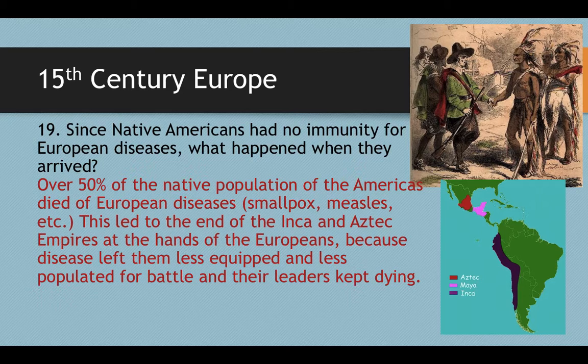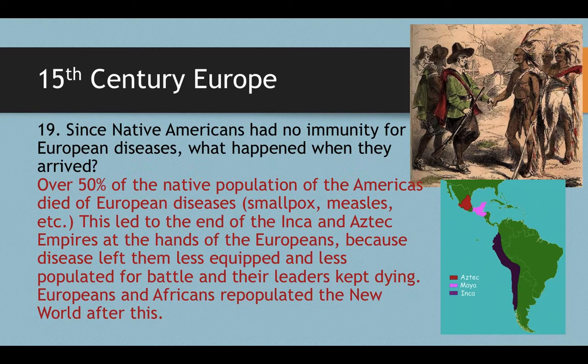Now, this led to the end of two great empires, the Inca and the Aztec Empire. So the Inca were right here in modern-day South America, Peru, Chile, that area, and then the Aztecs were up here in modern-day south-central Mexico. Right now, the disease left them much less equipped and less populated for battle, and their leaders kept dying. Okay, so not only did they die from the disease, but it also made them weak and susceptible to European conquest.